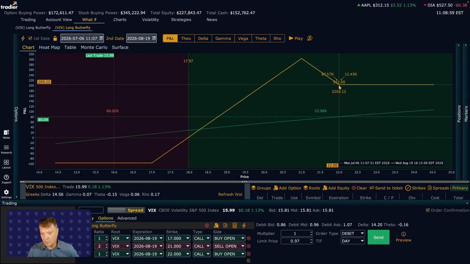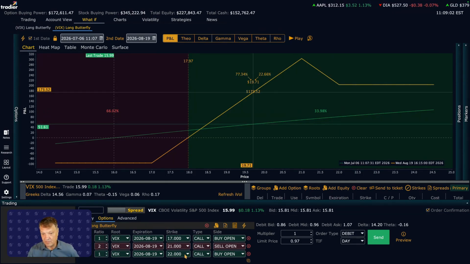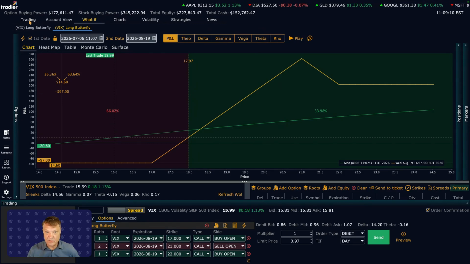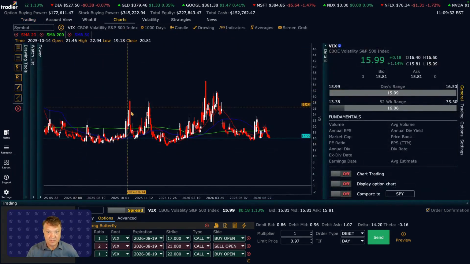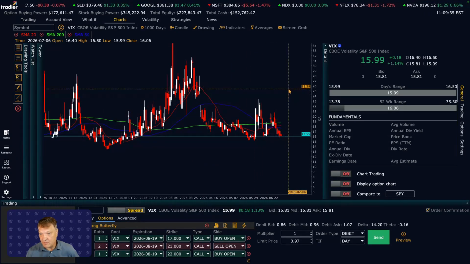I like that even more. So 21, 22. So this should have been the 23. But I like this if I can get this done for $1. So there's nothing on the chains. If we go back to the chains, we have to go to a 25 strike call to pay $1, 25 or 26. And that takes a real move down in the markets to drive the VIX to a 25 or 26 handle.